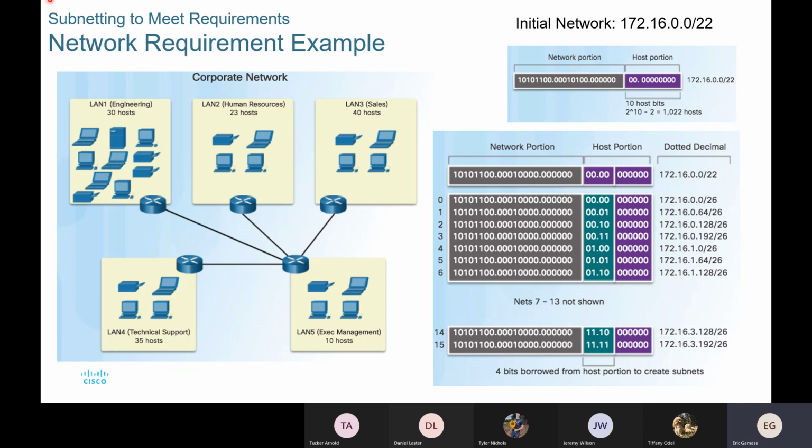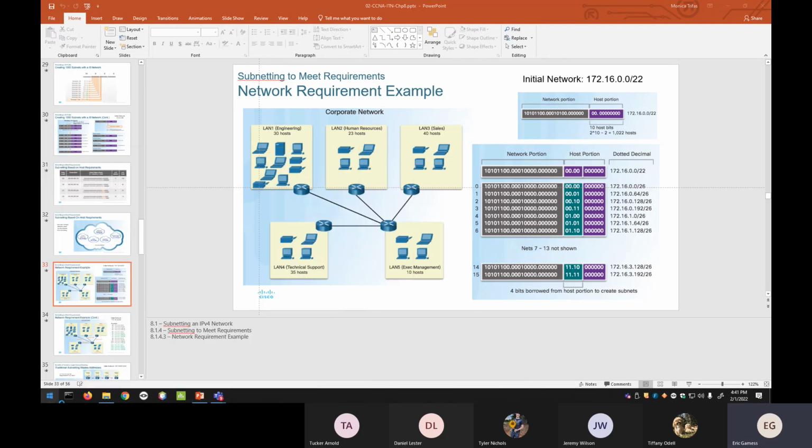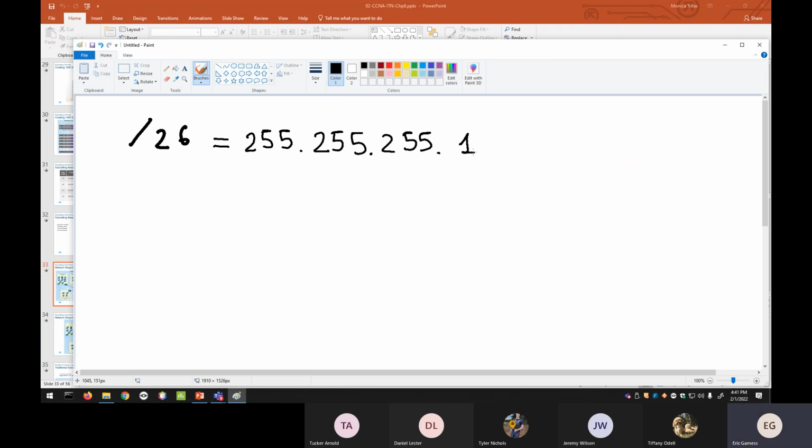So let me show you again how we will compute the magic number. So let me open Paint so I can write. So it's a /26. /26 in binary will be what? 255, 255, 255, 192, isn't it? This is /26.